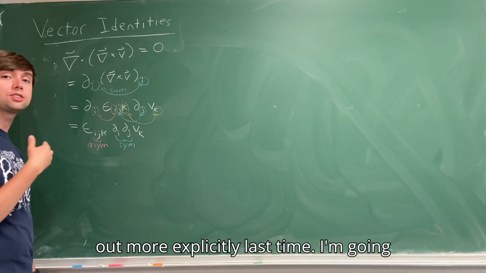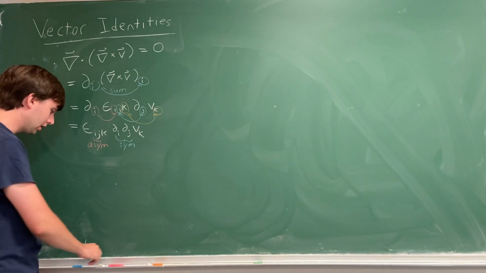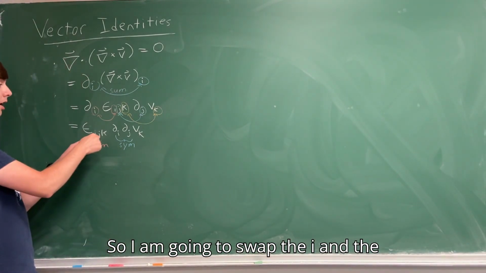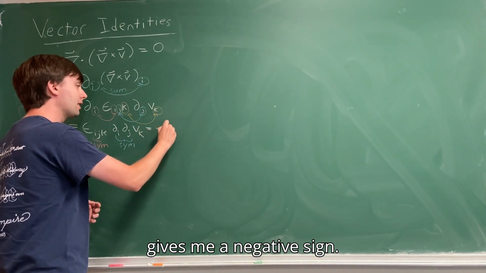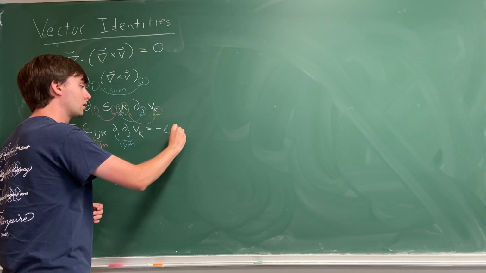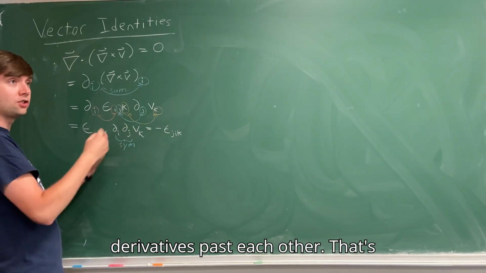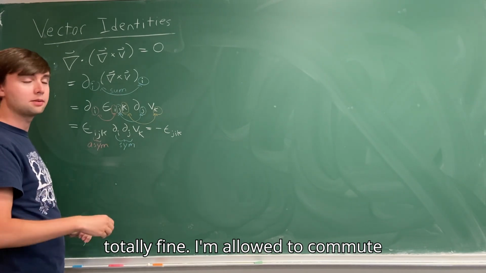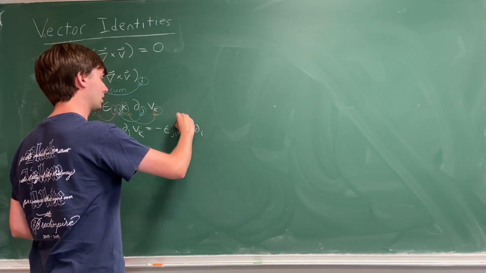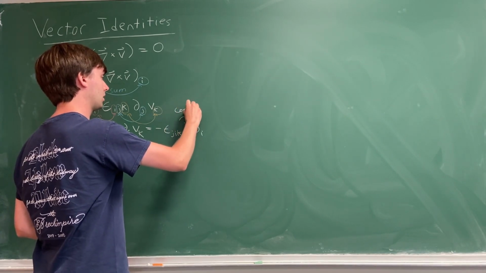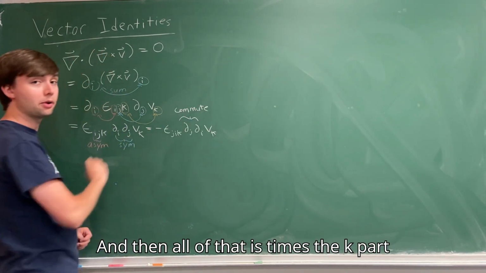So I wrote that out more explicitly last time. I'm going to do this with slightly fewer steps. So I am going to swap the i and the j in the Levi-Civita symbol, and that gives me a negative sign. Then I'm going to commute these partial derivatives past each other. That's totally fine. I'm allowed to commute partial derivatives. And then all of that is times the k part of the v vector.